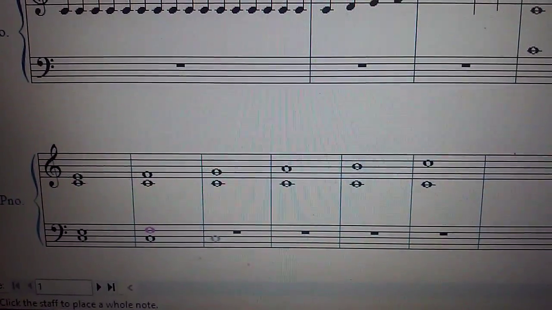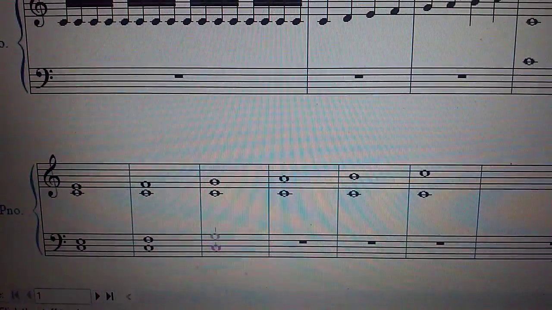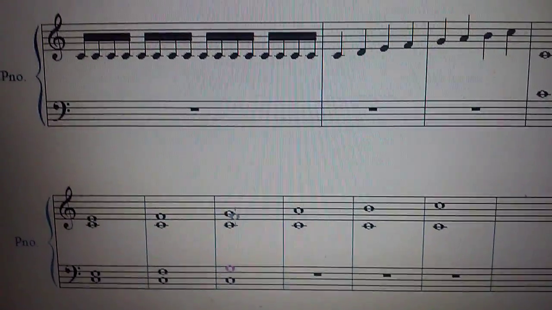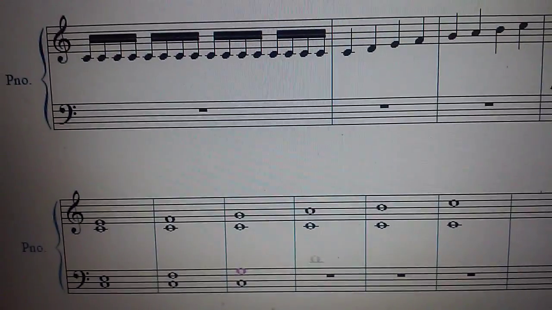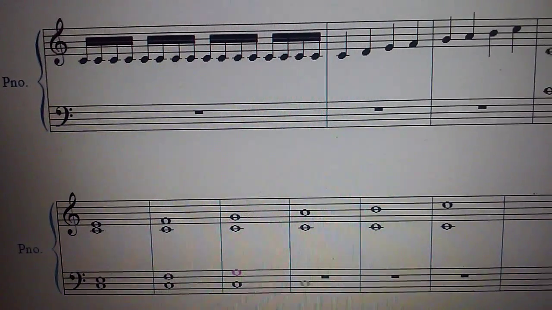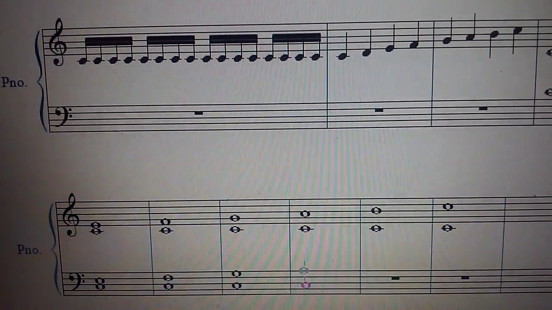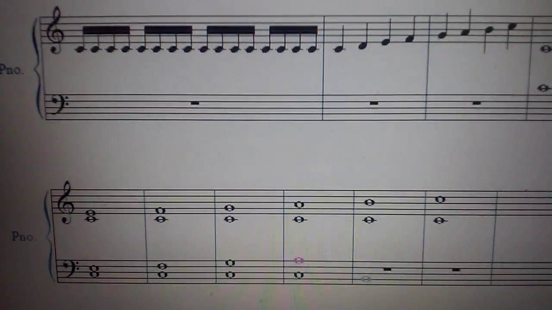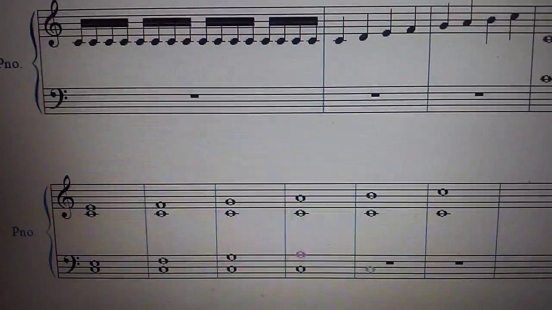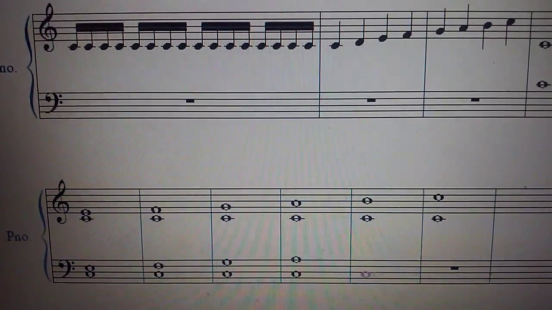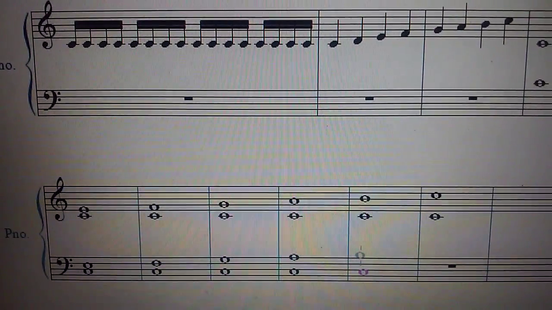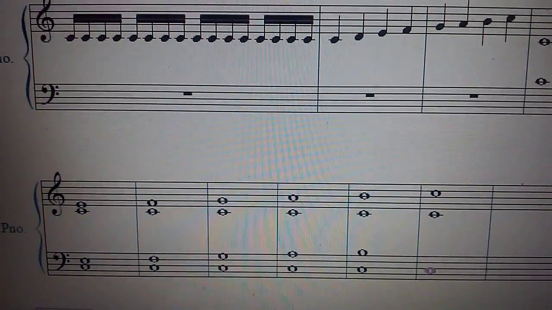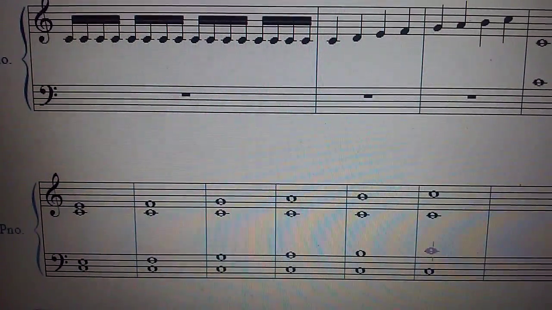Now the next one, C to G, would be a fifth. Next, you have C to A, which is a sixth. Hoping some of you are seeing the pattern here. You have C to B, which is a seventh. And you have C to C, which is an octave.